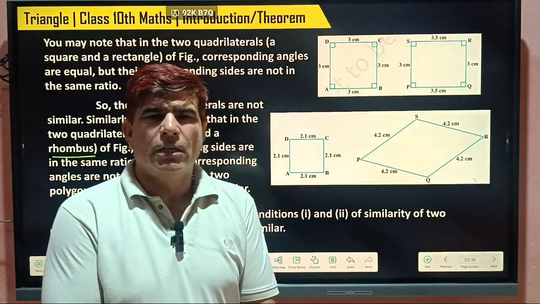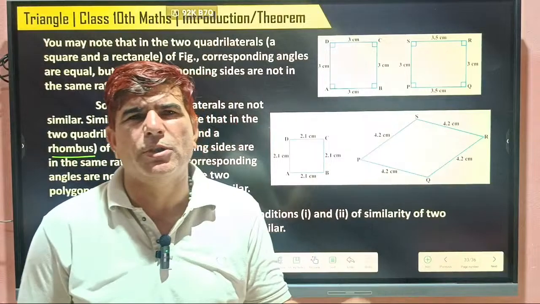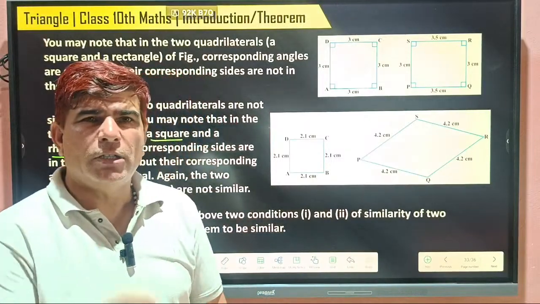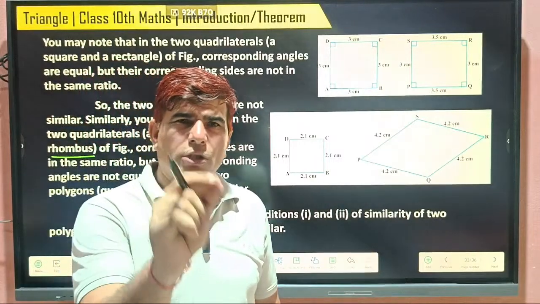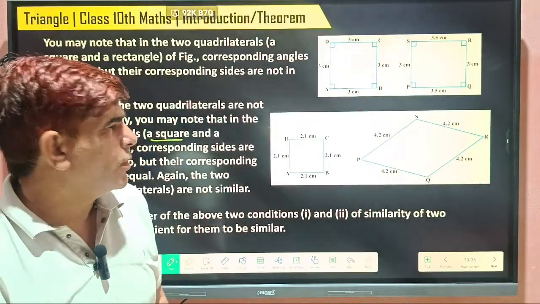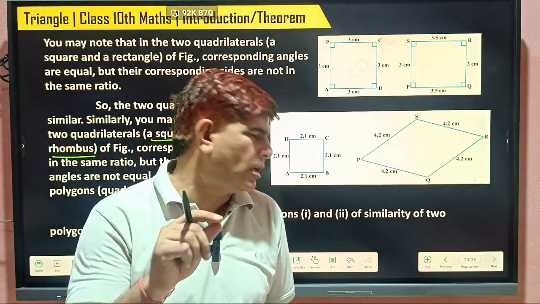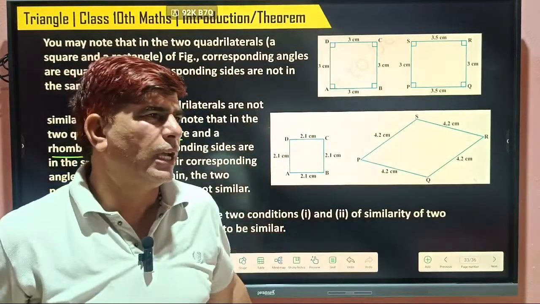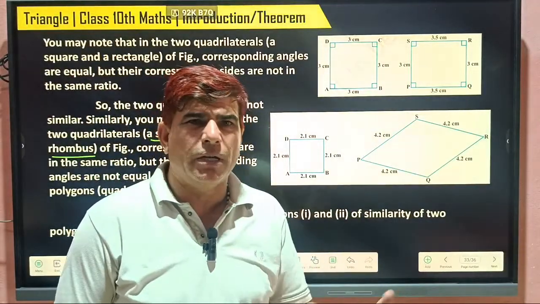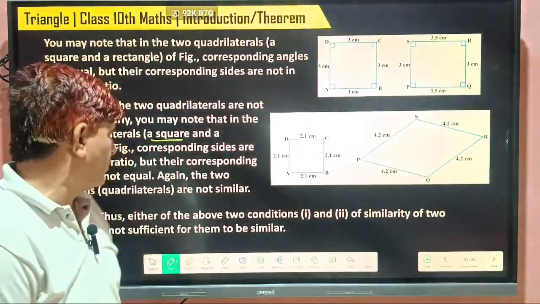So what can we say? It satisfies one condition of similarity, but not the other condition of similarity. So they are not similar. One thing to understand: all squares are rhombuses, but all rhombuses are not squares. A rhombus becomes a square only when each angle becomes equal to 90 degrees, or we can say when one angle becomes 90 degrees. Alternately, if one angle is 90 degrees, the remaining ones are also 90 degrees. This is also a theorem. Later on we can prove it.